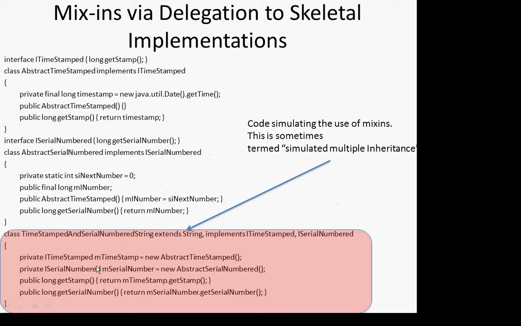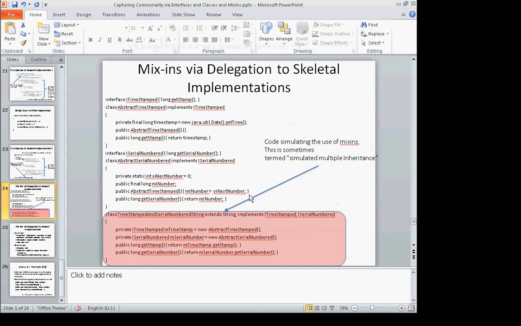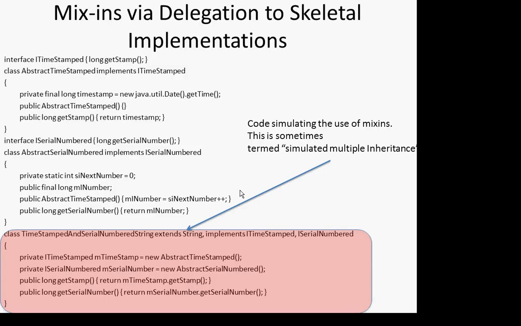Pardon me. There's a missing plus there. So here we have this class. It's going to be a timestamped and serial numbered string. We're extending string, we're implementing those, and how do we implement those? We implement them through abstract classes.